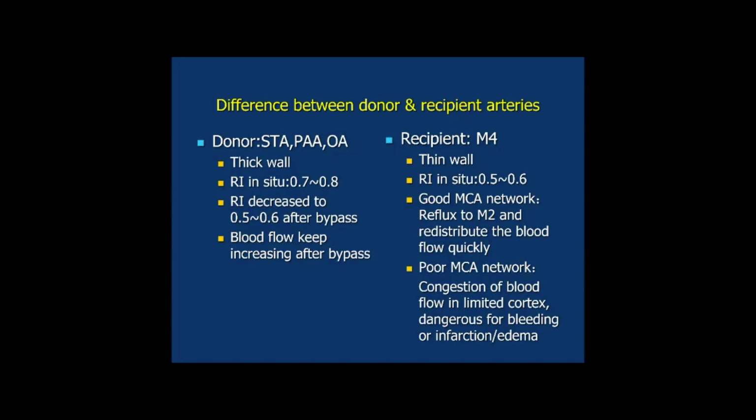If the network of the MCA is quite good, they can drain the blood flow to the M2 segment and then redistribute the blood flow quickly along the MCA network. But if the MCA network is quite poor, it can cause congestion of the blood flow in a very limited cortex, and this kind of condition is very dangerous for bleeding, infection, or edema.